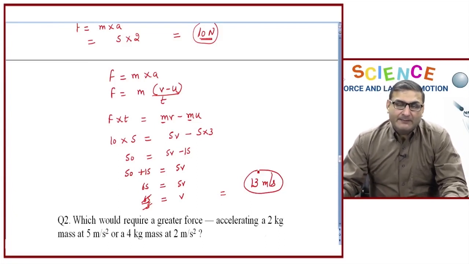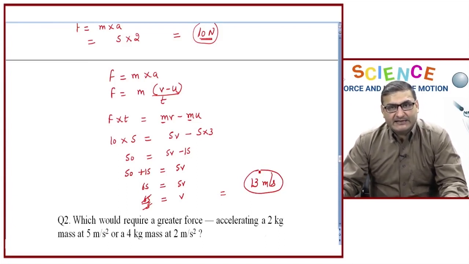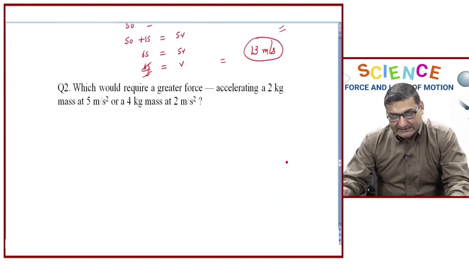This will be my answer, that if this 10 Newton force is applied on an object which was moving at an initial velocity of 3 meter per second, and this force is applied for 5 seconds, then its velocity will reach 13 meter per second. Got it? Quite simple, just putting the values. Okay, good. Let us see the next question.